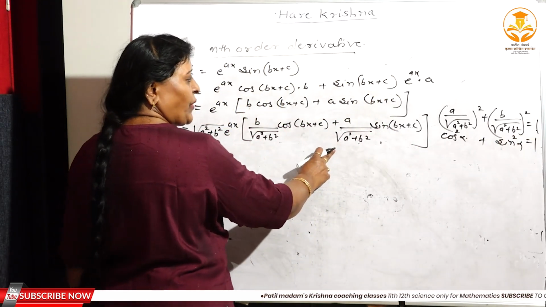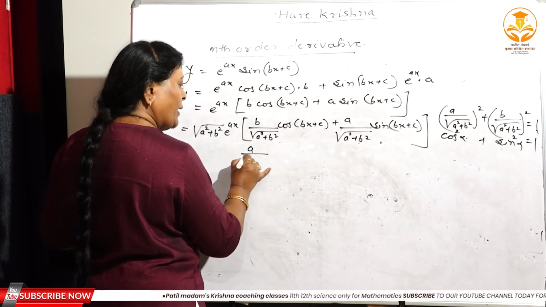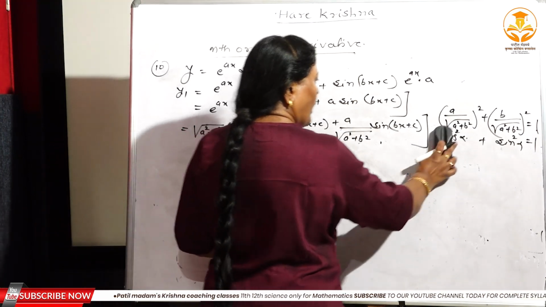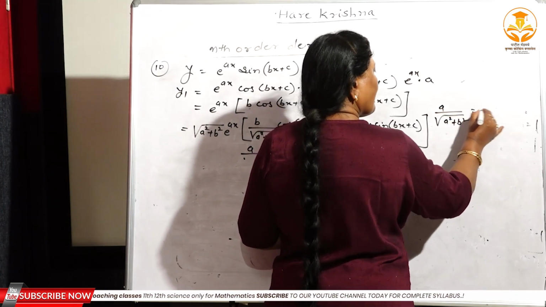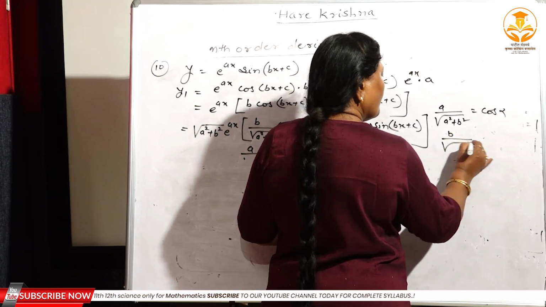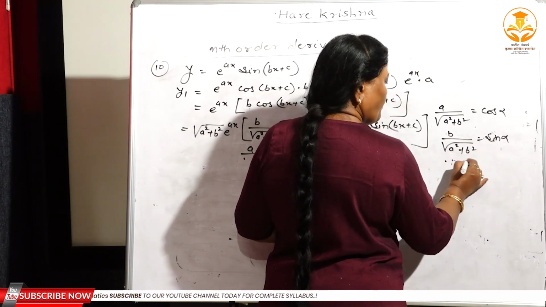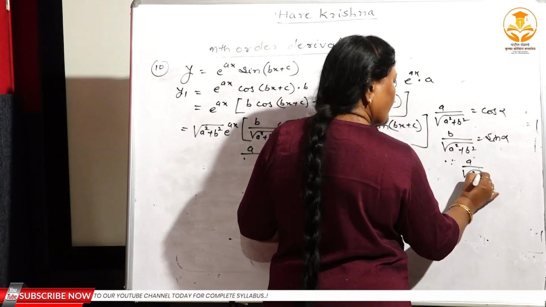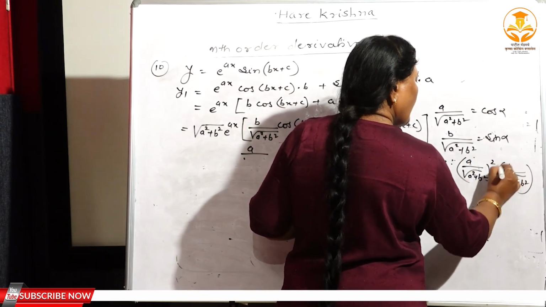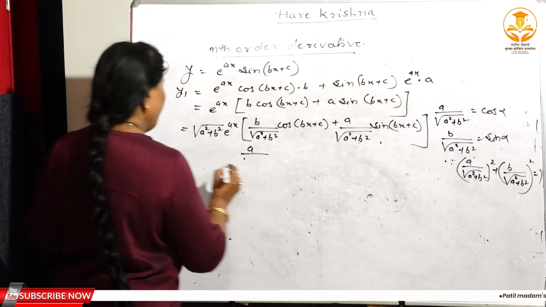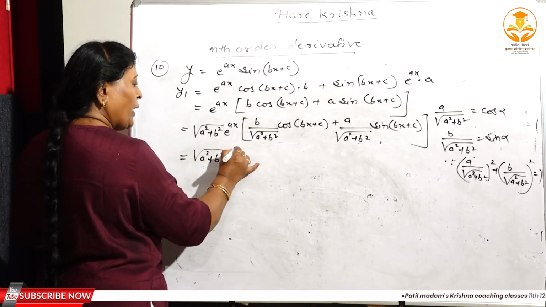Therefore, in place of this, you can substitute: put a divided by root of a square plus b square equal to cos alpha, and b divided by root of a square plus b square equal to sin alpha, since the squares of a divided by root of a square plus b square and b divided by root of a square plus b square always sum to 1. Therefore, here we have root of a square plus b square e raised to ax.